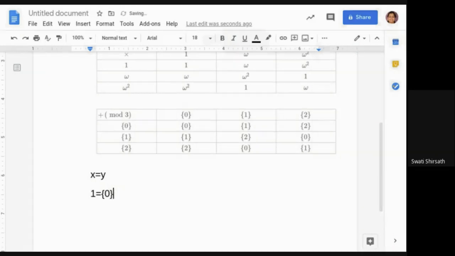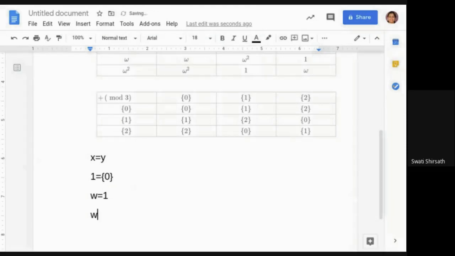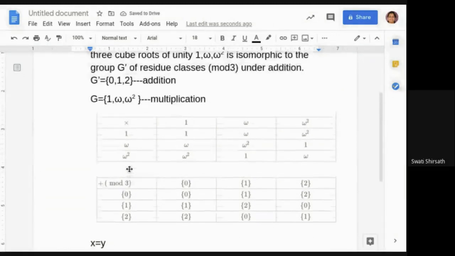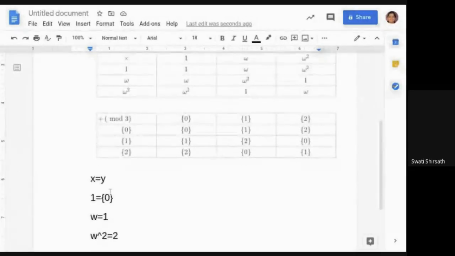After that, can you tell me which value we can map omega to? 1. Correct. So omega to 1 and omega square to 2. Am I right? Yes, ma'am. So this way we can say that there is a one-to-one correspondence between the elements of G dash and G, and hence it is isomorphic. This one-to-one correspondence is also called an injective function or injective relation. So here is your answer.